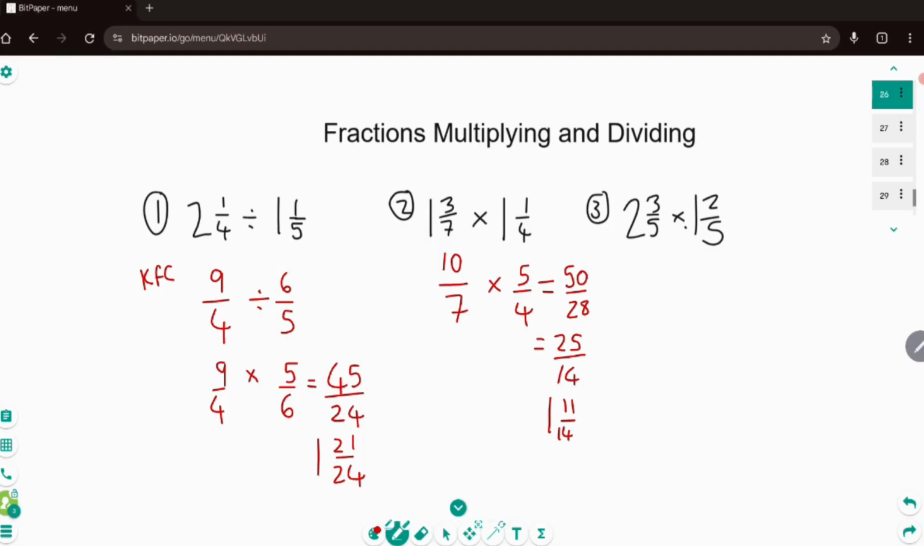Question 3. 2 times 5 is 10, add 3 is 13. 1 times 5 is 5, add 2 is 7. Multiply the numerators, 91. Multiply the denominators, 25. Change to a mixed number. 25, 50, 75 is 3. Remainder 16. Okay, I would suggest watching my little revision video on the topic of exam questions on fractions.